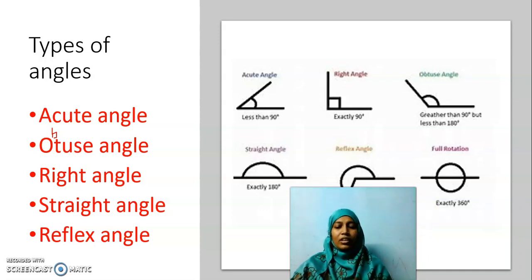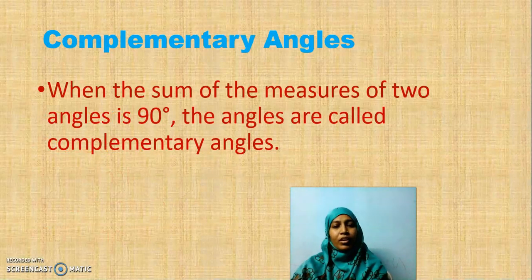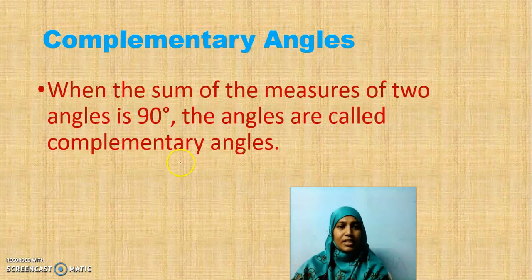Okay, children? Okay. Next thing is complementary angles. When the sum of the measure of two angles is 90 degree, the angles are complementary angles. So far we dealt with the types of angles based on the measure of each angle. Here, complementary angles is an idea discussing two angles. They occur in pairs. If I add both of them, it should be exactly 90 degree. Only then we can call them complementary angles.